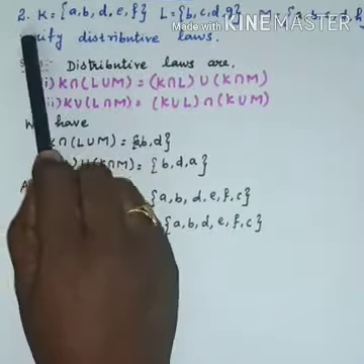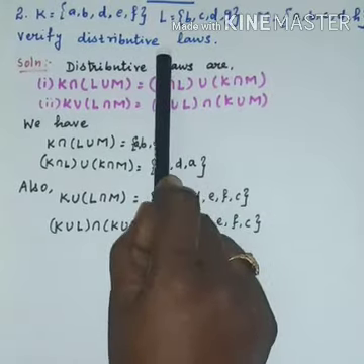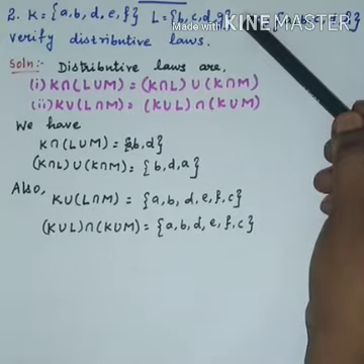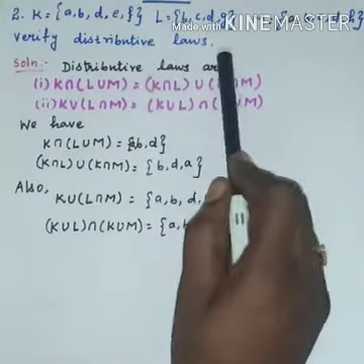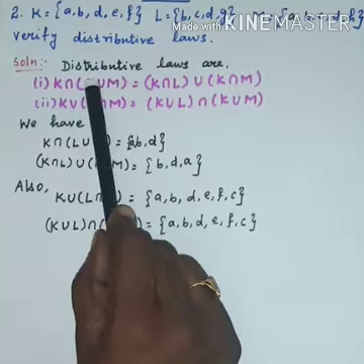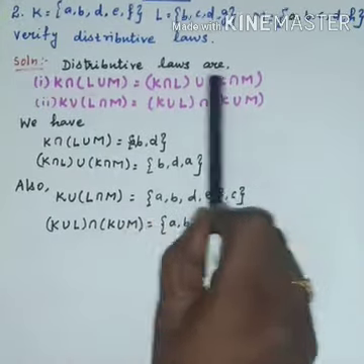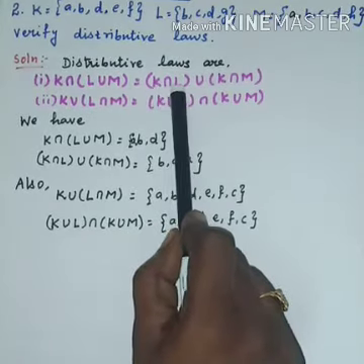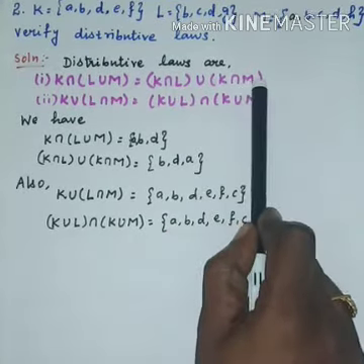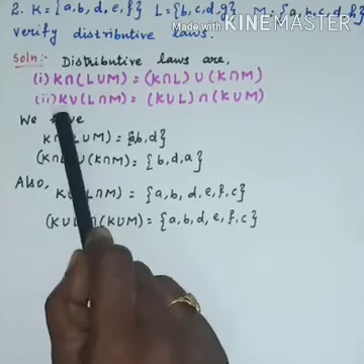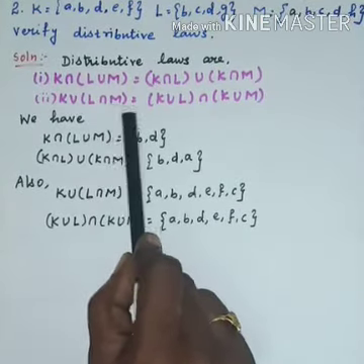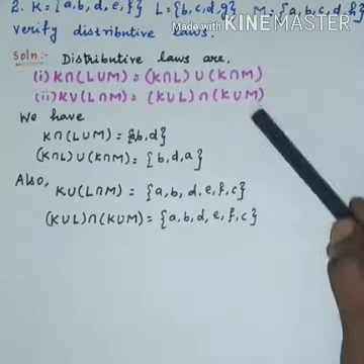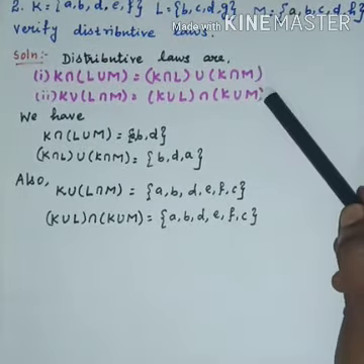In the second sum, they also asked to verify the distributive laws. So we already know what the distributive laws are. The distributive laws are K intersection (L union M) is equal to (K intersection L) union (K intersection M). And the second law is K union (L intersection M) is equal to (K union L) intersection (K union M). So these are the two distributive laws.